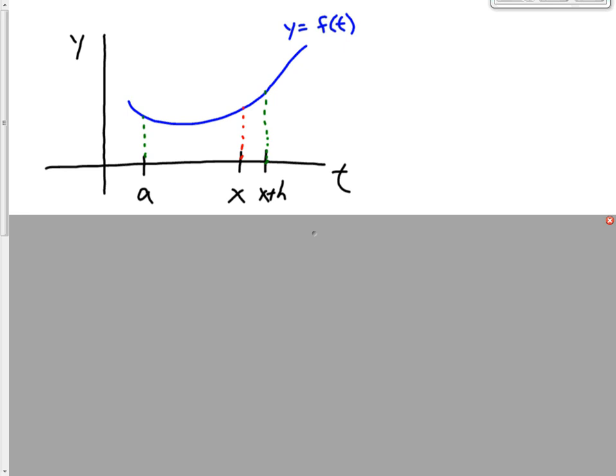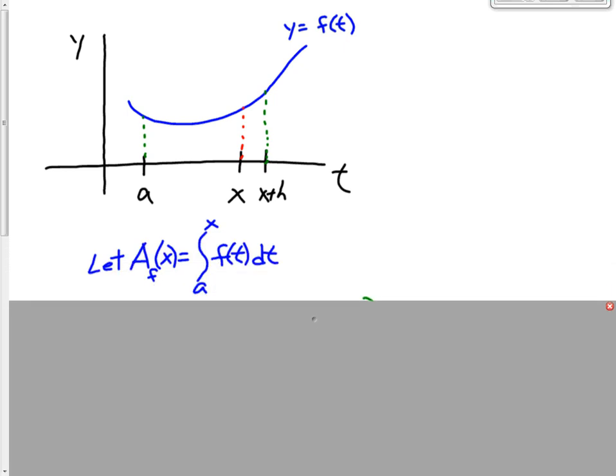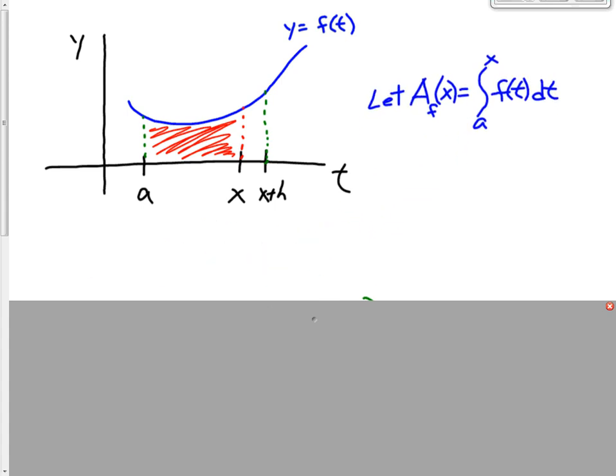All right, so let's take a look at just any kind of a function here. We'll call it f of t, and notice my axes are labeled y for the vertical and t for the horizontal. And I have some constant a, and then I have an x and an x plus h. Let's let capital A sub f of x represent the integral from a to x of f of t dt. What does that mean? Well, A is an area function. A is giving us the area from a to x underneath this function f.